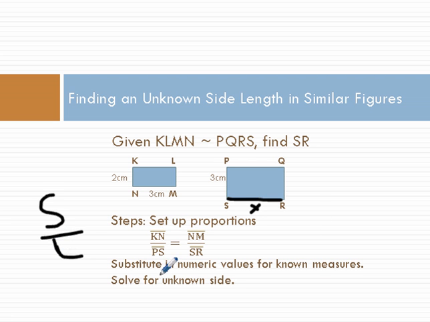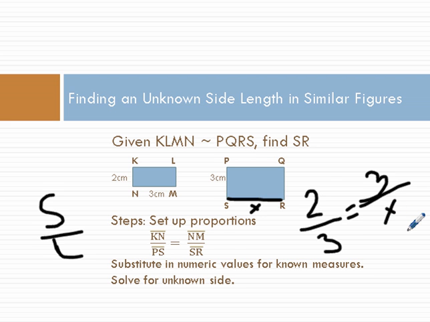So at this point, I'm going to substitute in the numeric values for my known measurements. I know the measurement for KN is 2, and I know the measurement for PS is 3 centimeters. And I'm going to set that up as a proportion with my long sides. So 3, because I'm putting my smaller ones on top, and then my larger one is X. I don't know that side length yet.